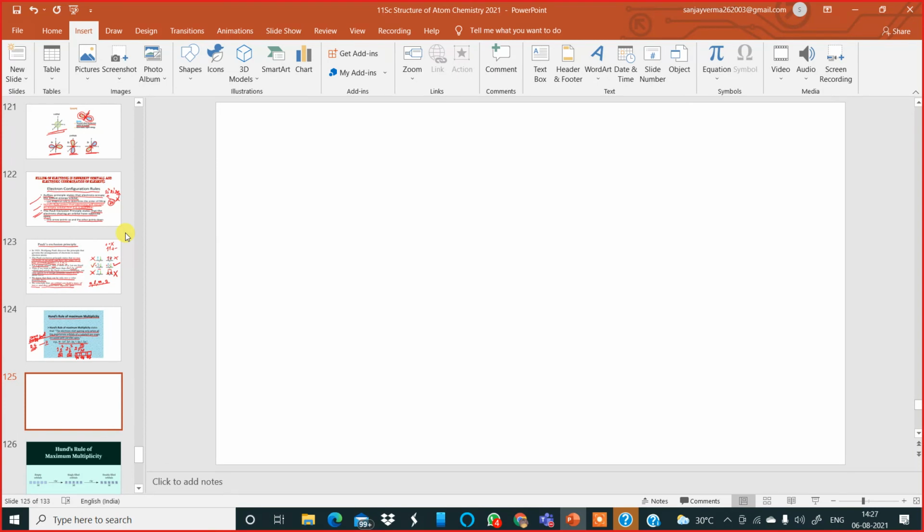If I take, say, scandium, scandium is a d block element. Its atomic number is 21, which means the number of electrons is 21. Now let me write down its electronic configuration.